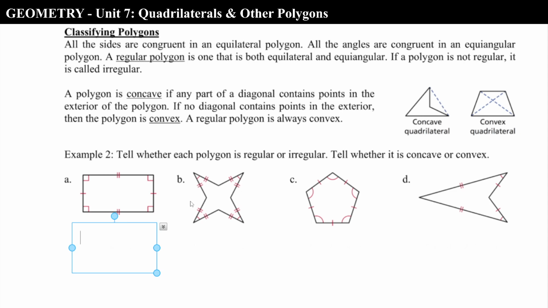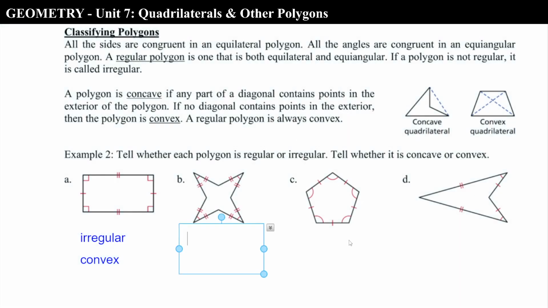So starting with A, we have a rectangle, but it is not regular because not all the sides are the same. The angles are all the same, but the sides are not all the same. So this one is irregular. If we were to draw a diagonal across the inside, here and here, they would both be inside, so it is convex. By the way, a regular quadrilateral is a square.